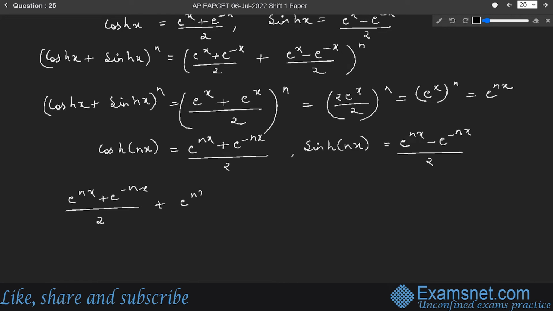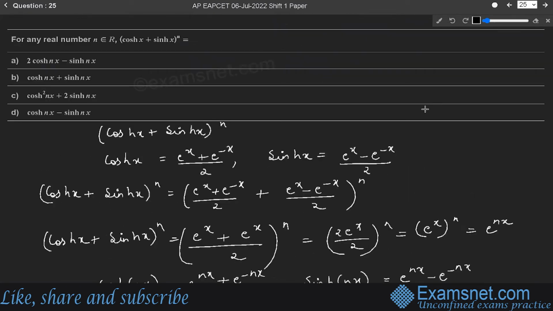So therefore, (e to the power nx plus e to the power minus nx) divided by 2 plus (e to the power nx minus e to the power minus nx) divided by 2 will be equal to cosh nx plus sinh nx. So we can say that its value is equal to cosh nx plus sinh nx. Therefore, it is the required answer, and the correct option here is option number B. I hope this question is clear to you.